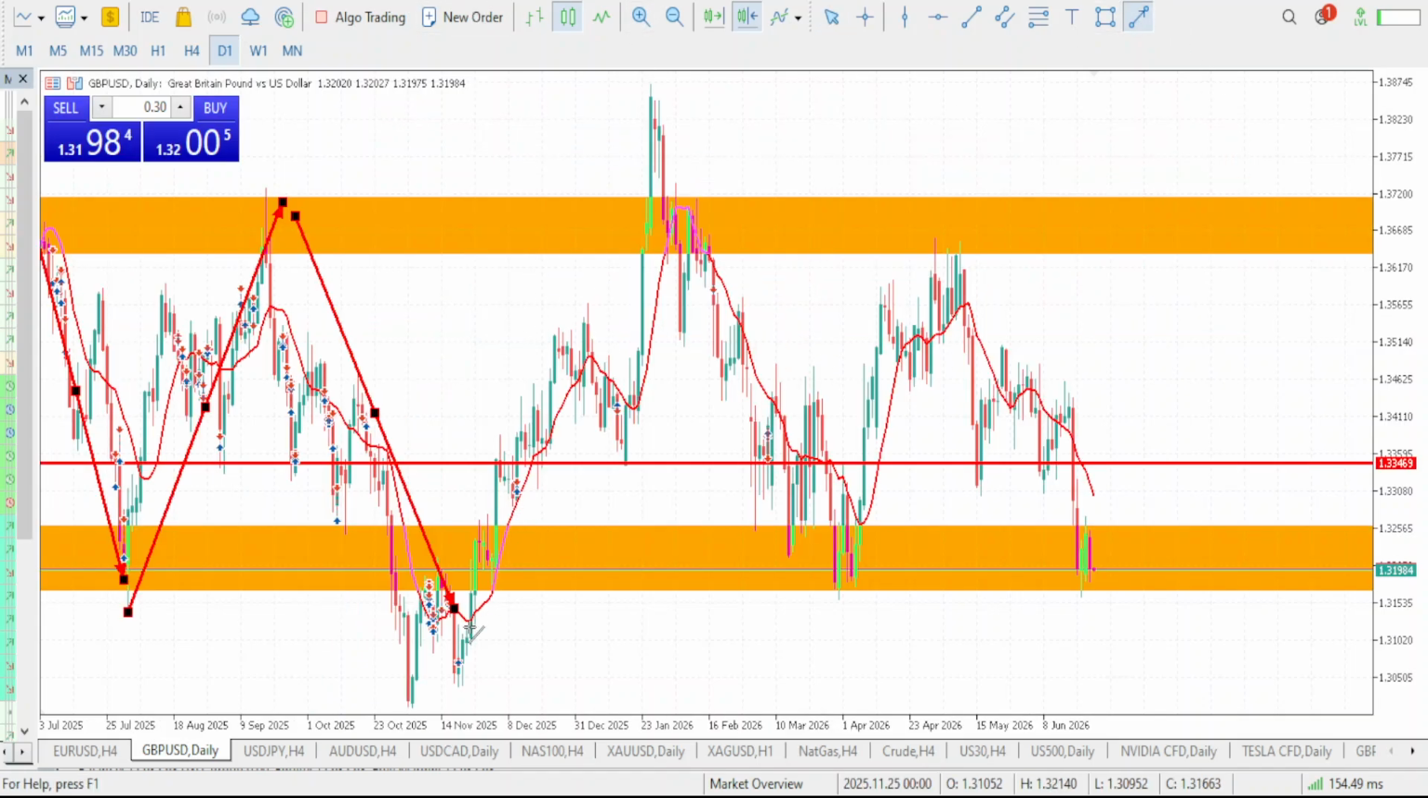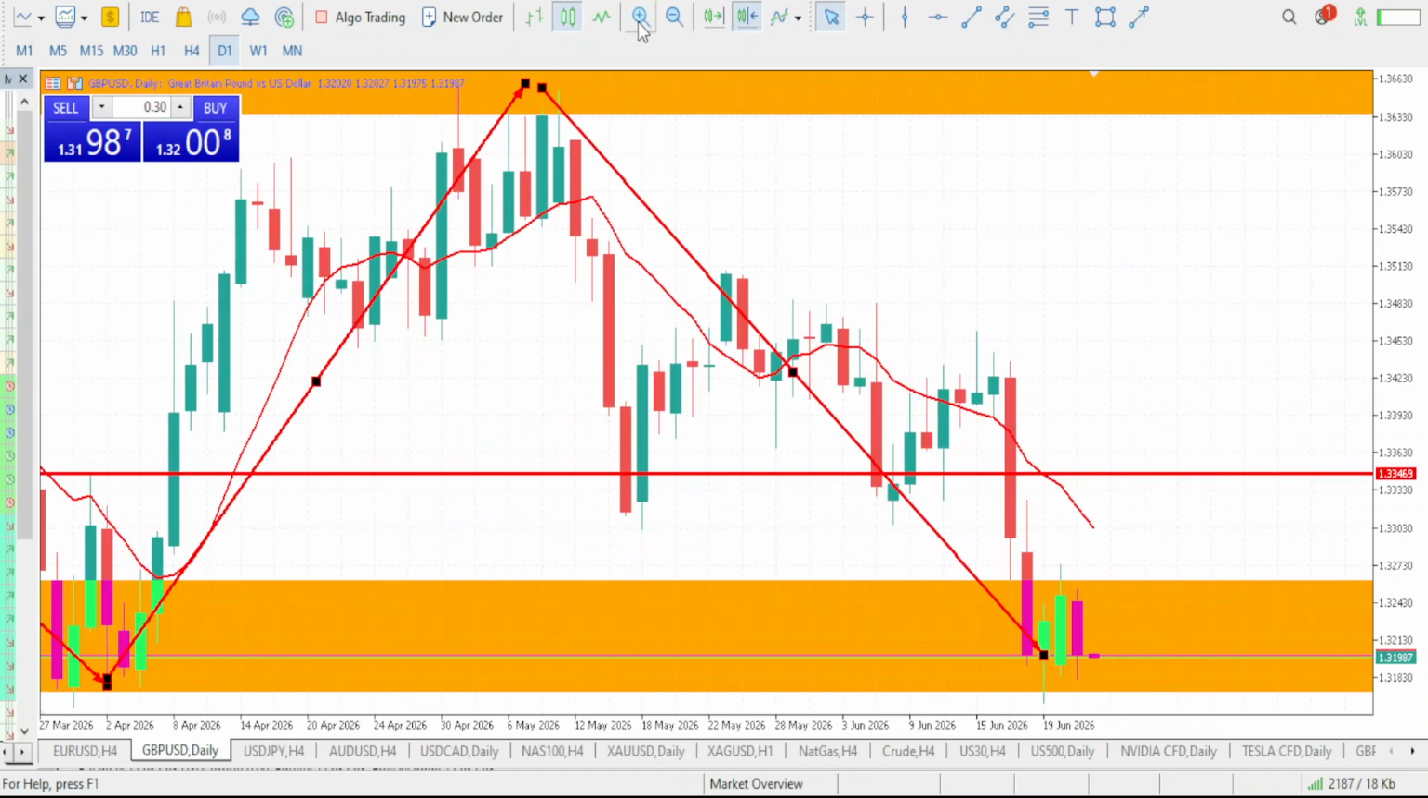The market eventually rejected from our support and came back to tap our resistance. Then when it got to the resistance, it rejected and eventually dropped to tap our support. The market eventually rejected from our support level and came back to tap our resistance. Then it eventually rejected from the resistance and dropped to tap our support. Now, that is it.